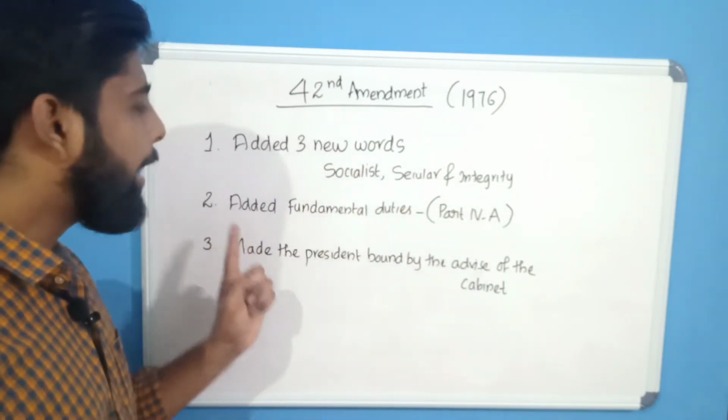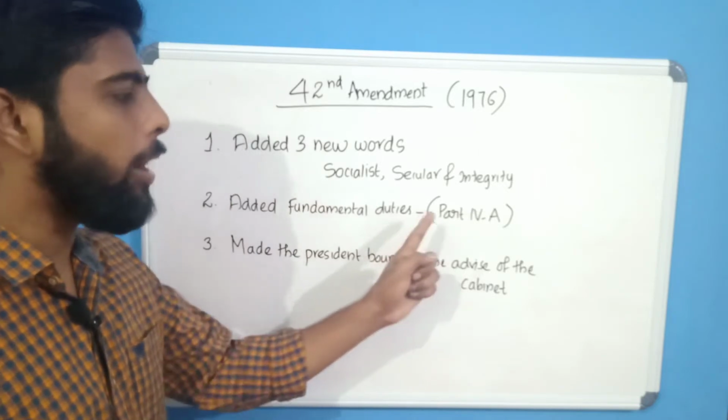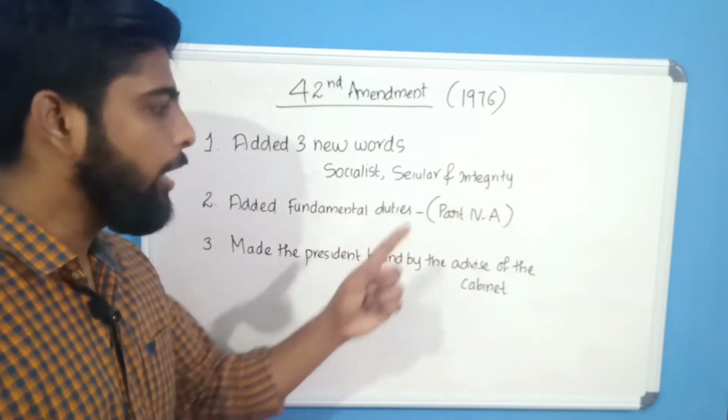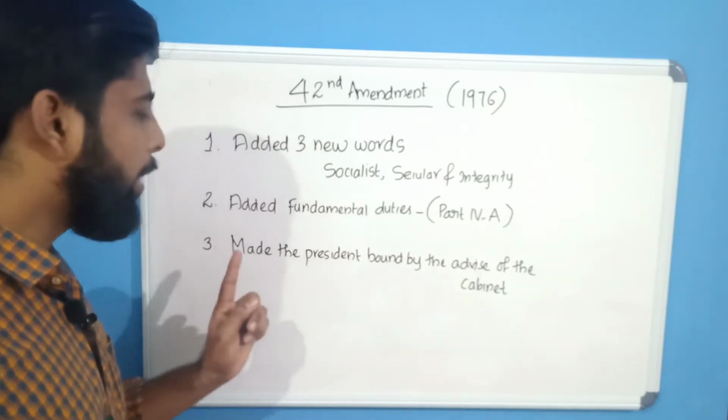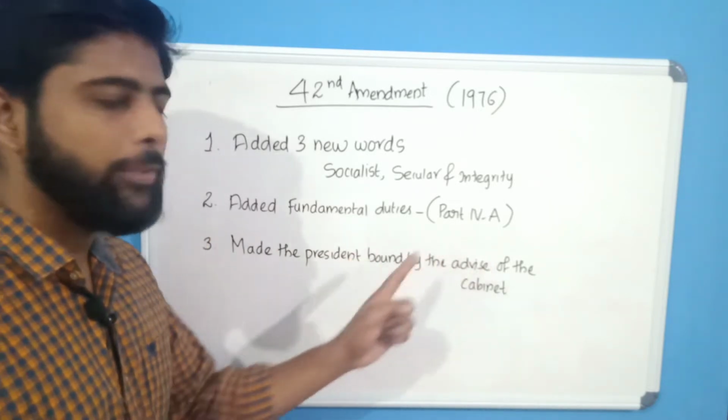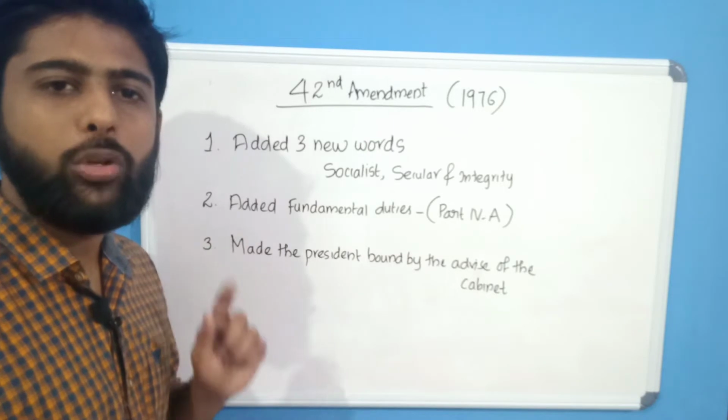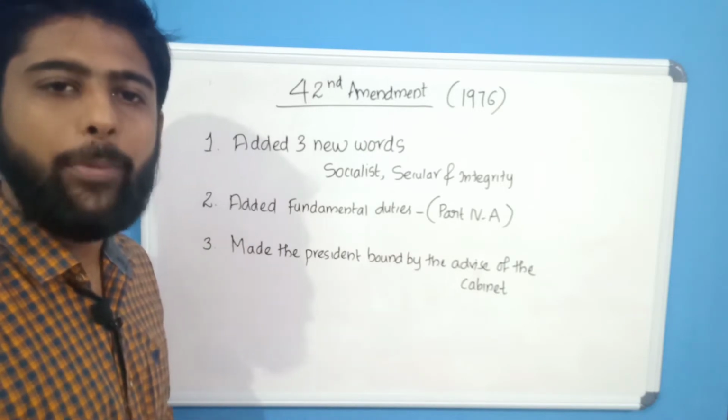The second one is it added fundamental duties, that is Part 4A of the Constitution. It was recommended by the Swaran Singh Committee. The third one is it made the president bound by the advice of the cabinet. That is, the president should act on the advice of the cabinet.